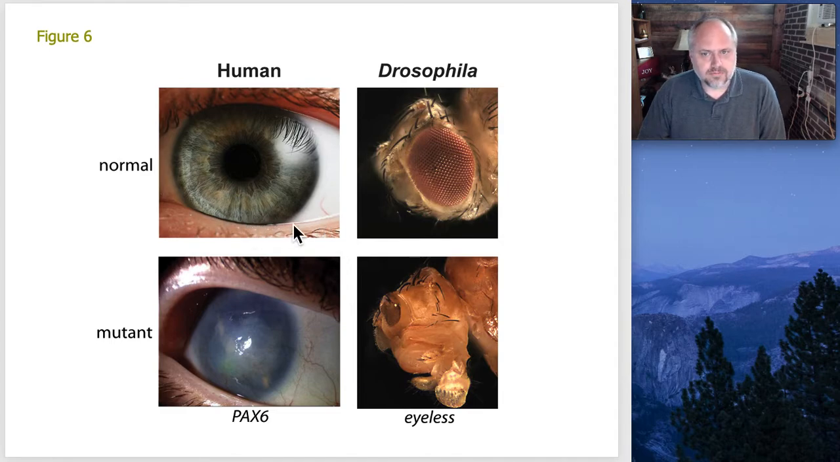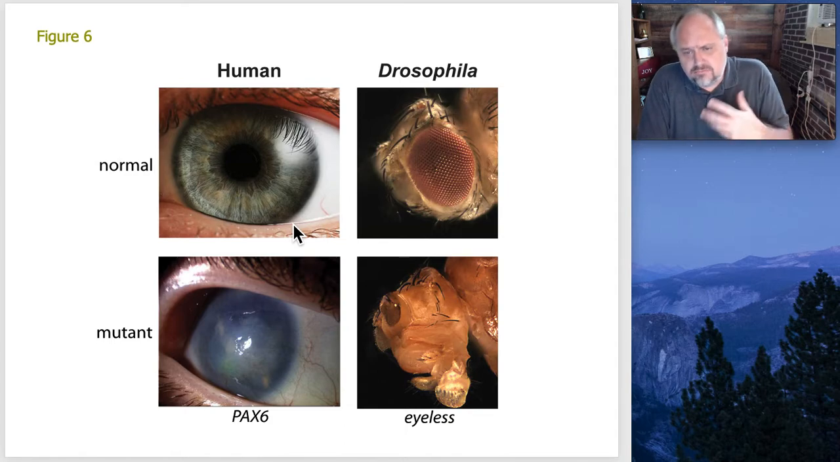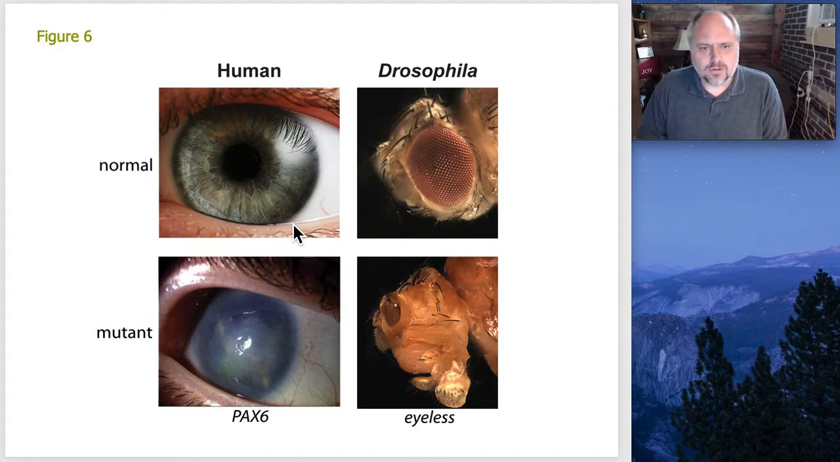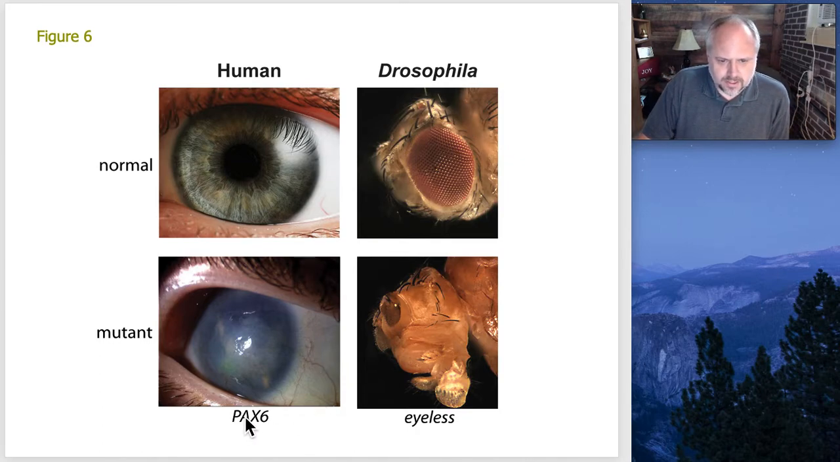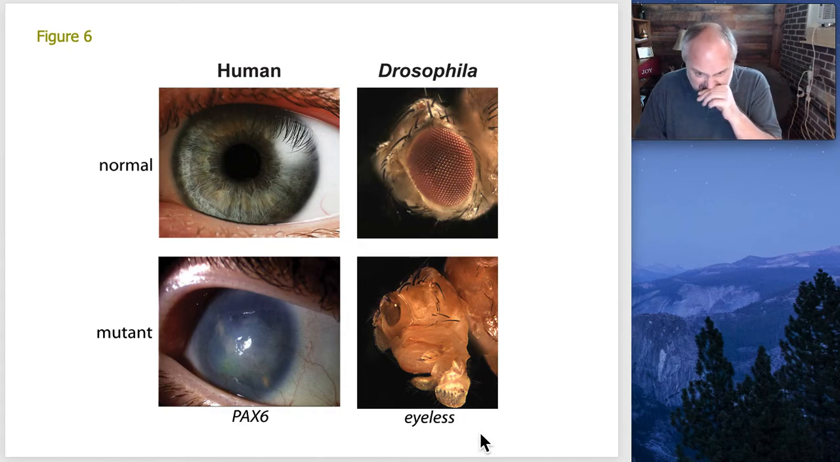And you would imagine that the building of the human eye versus the building of the Drosophila eye would be very different. And indeed, some of the steps to build these two eyeballs are very, very unique. But what's really interesting about this particular story is that there's one protein that has been discovered that is very much used in the building of both eyeballs. In humans we call that protein PAX6, and in fruit flies it's called the eyeless protein.